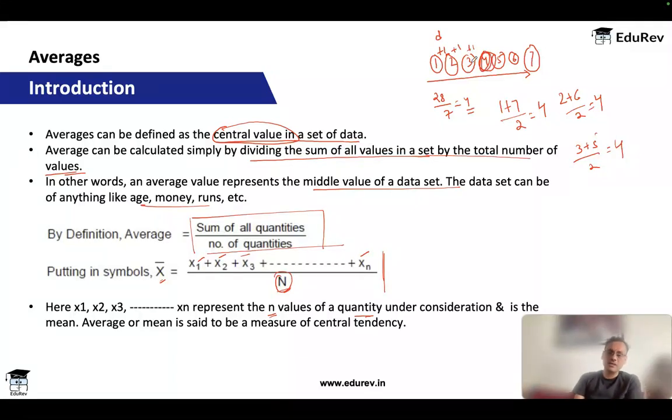You'll have a middle term in case your total number of terms is odd. But in case your total number of terms is even, you will not have a middle term. For example, if this goes to 8, then 4 and 5 are in the center, but there's no term which is exactly in the center.